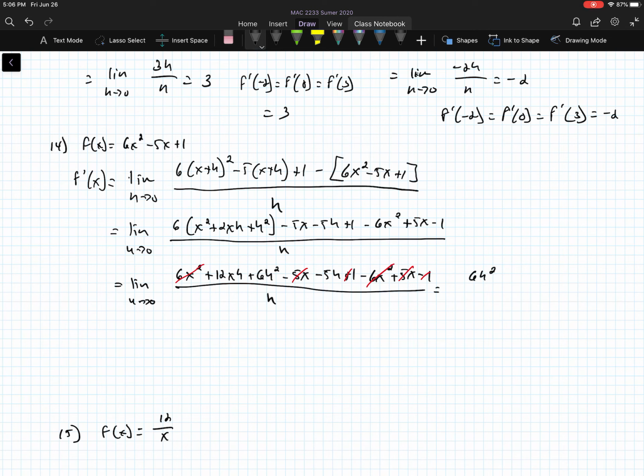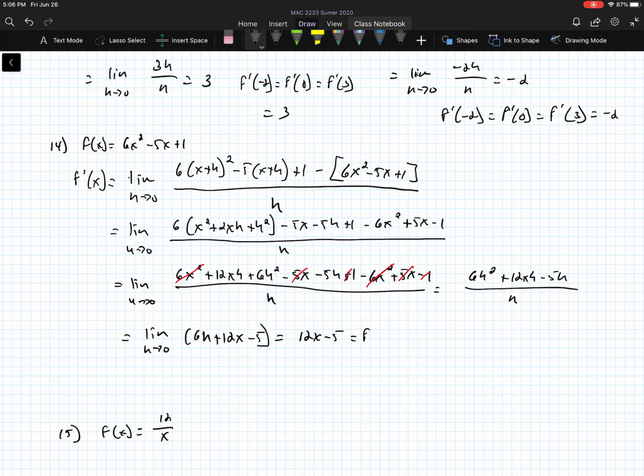Be 6h squared plus 12xh minus 5h all over h, right? And if we cancel out an h, we'll be left with 6h plus 12x. Let me write this a little better here. So it's going to be 6h plus 12x minus 5, which is going to be 12x minus 5.